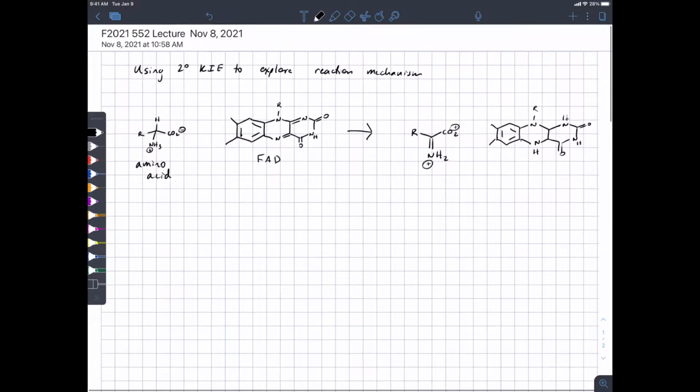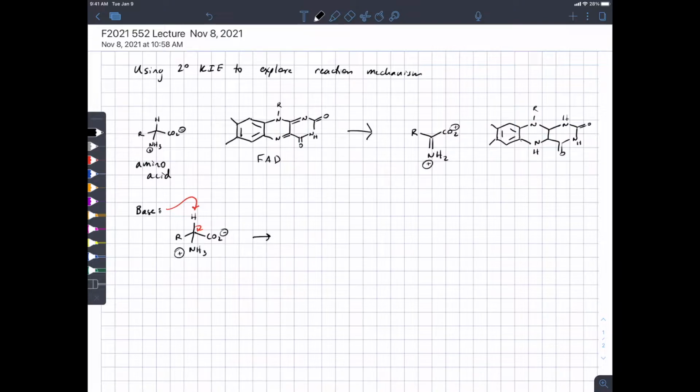And so there's a couple of different mechanisms you could propose for this reaction. Both reaction mechanisms that you might propose would involve a base removing the alpha proton from the amino acid to get the corresponding enolate, which would be resonance stabilized.